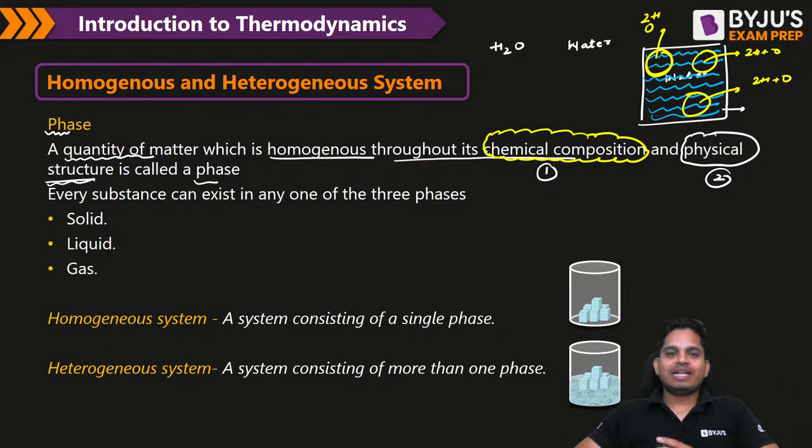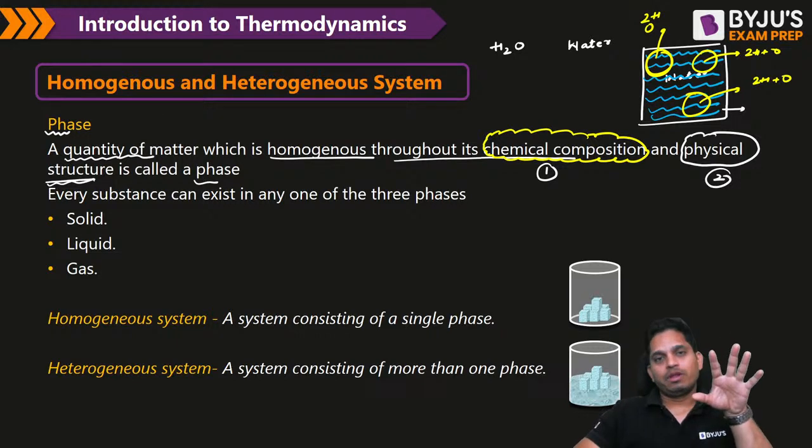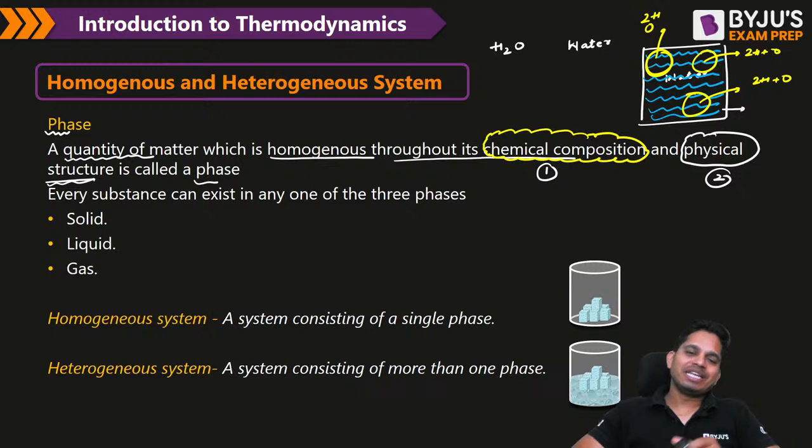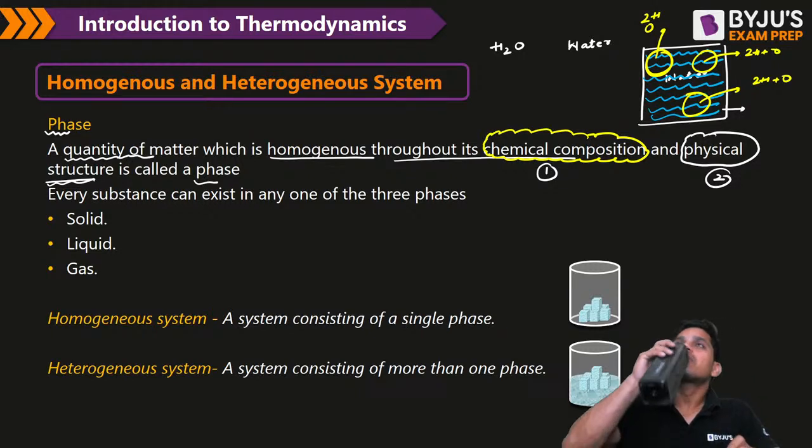Are you able to understand this point? These 2 conditions must be satisfied: homogeneous in chemical composition, and homogeneous in physical structure. These 2 things must be satisfied. Then only you can say that it is a phase.